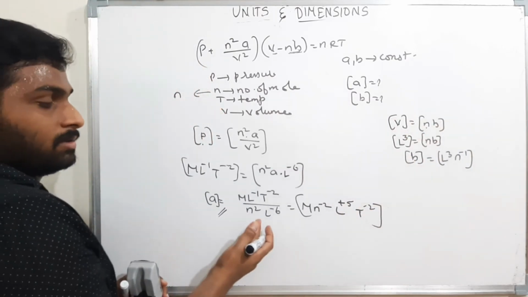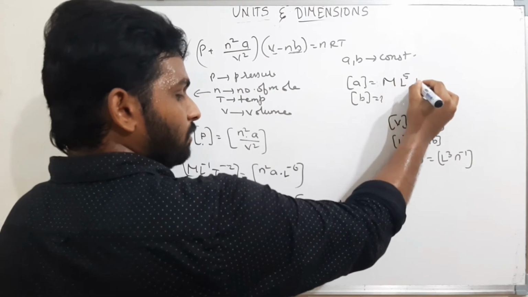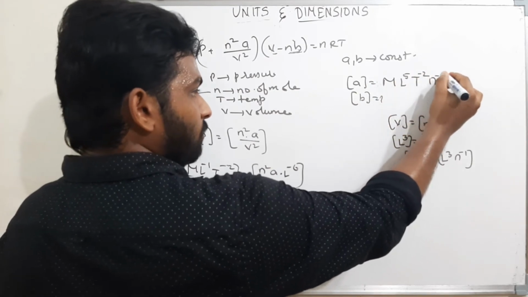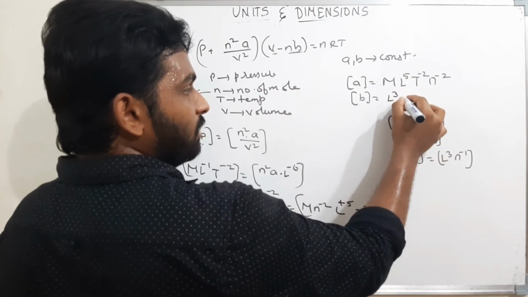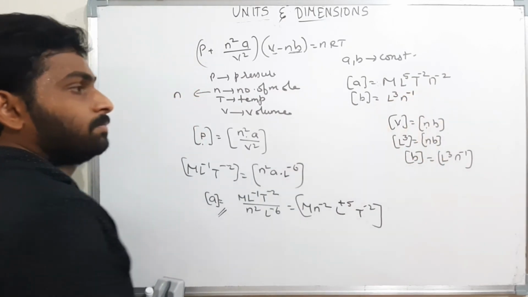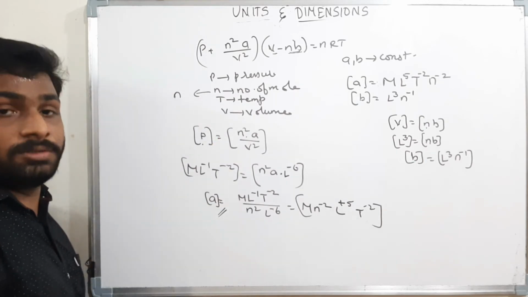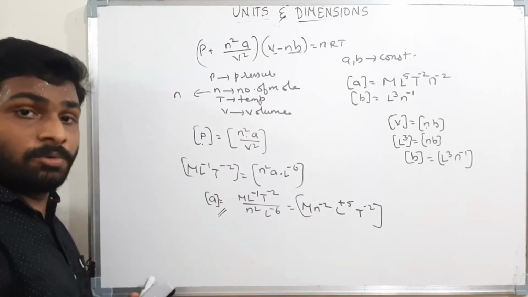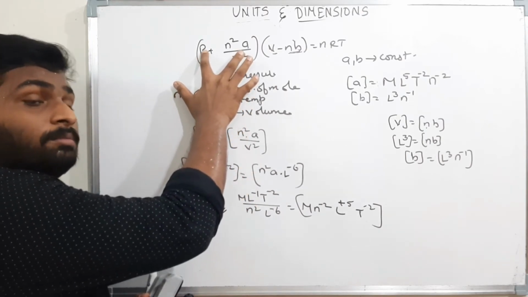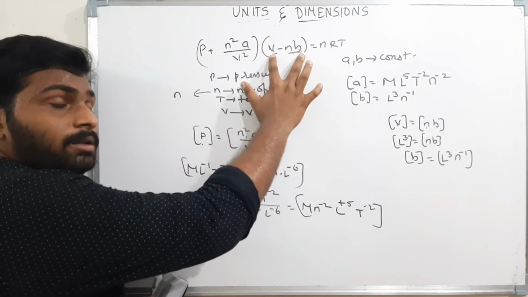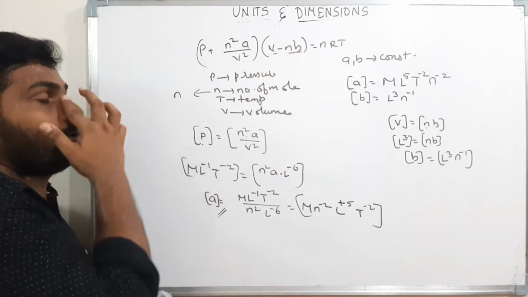These are the answers. The dimension formula for A is M L power 5 T power minus 2 N power minus 2. The dimension formula for B is L cube N power minus 1. I think it is clear how to find the dimension formula for a constant. We can use the principle of homogeneity: if two terms are adding, the dimension formulas must be the same. If two terms are subtracting, the dimension formulas must be the same. Please remember this. Okay, now one more problem.